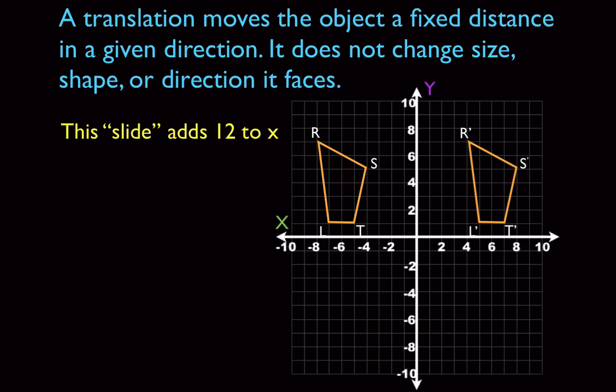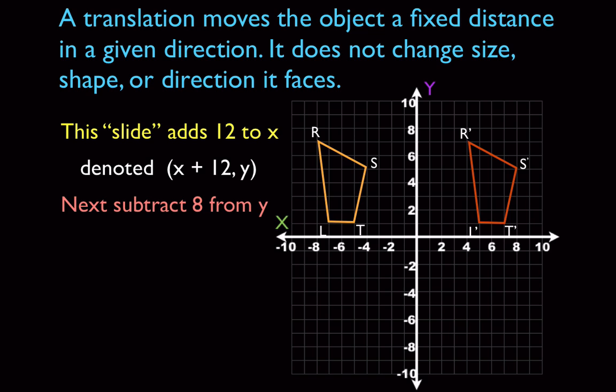The next thing I want to say is, how would this look? I may say, slide by adding 12 to x, or do a translation by adding 12 to x. However, you may also see it written like this: I want you to do the translation (x + 12, y). What that means is take x and add 12 to it, but leave y alone.